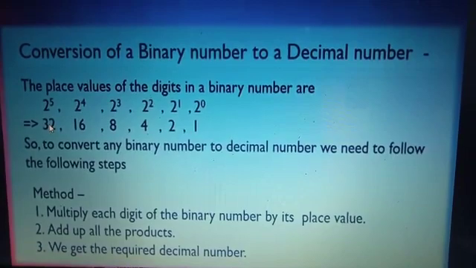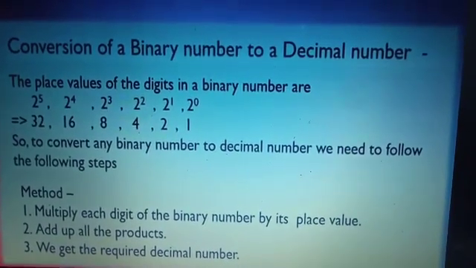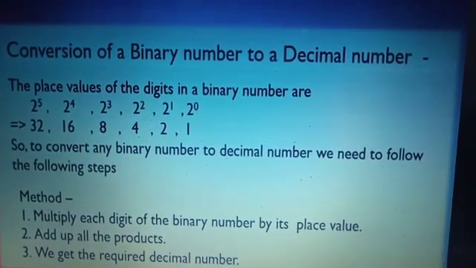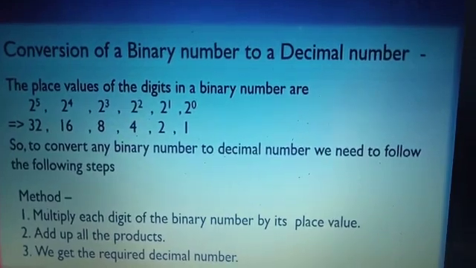That means 2 you have to write 5 times. So what will be the multiplication of 5? You will get 32. In the same way, 2 you have to write how many times? 4 times. You will get 16. 2 you have to write 3 times. You will get 8.